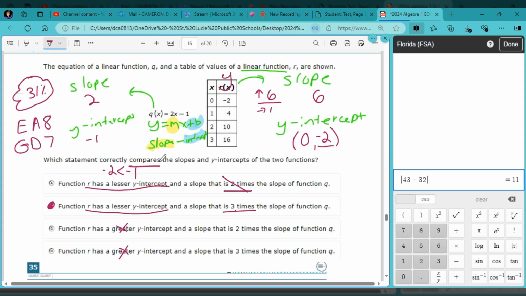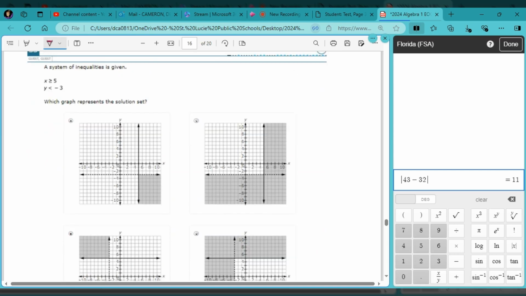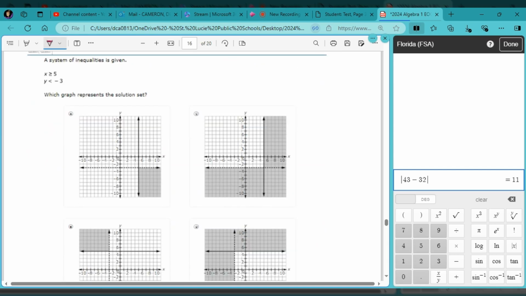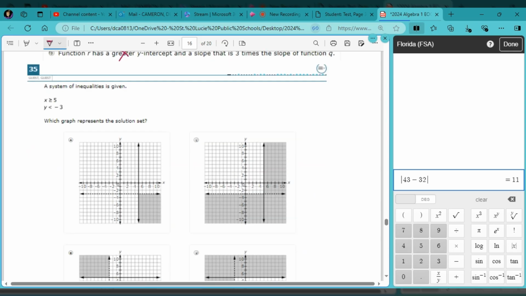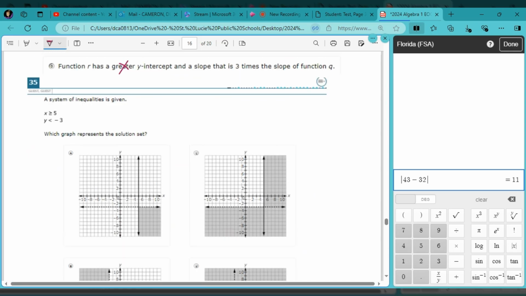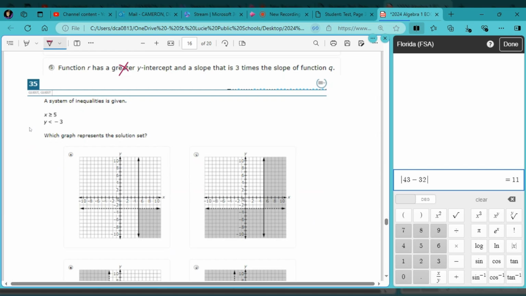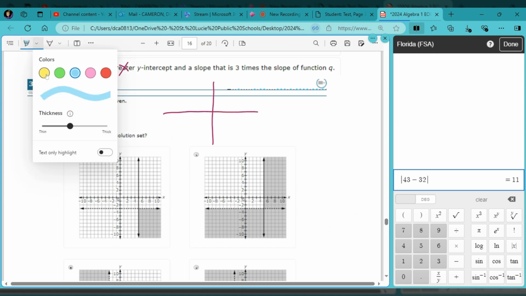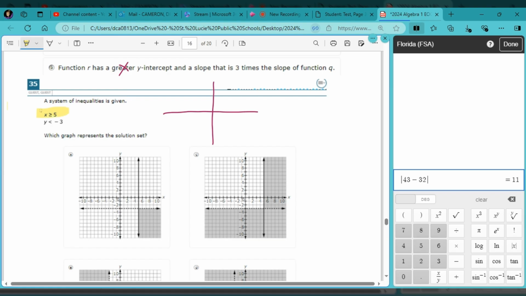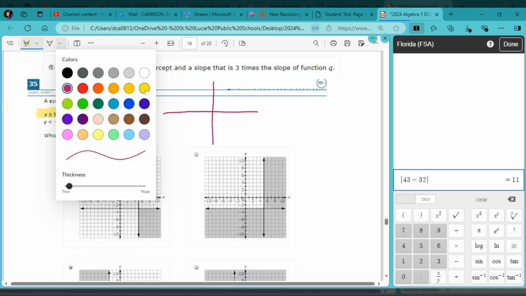Question number 35 says, a system of inequalities is given. Which graph represents the solution set? Rather than looking at the answer choices, I'm just going to graph it really fast because these are kind of fast and fun for me to graph. I like these. I'm going to make the first one yellow. X is greater than or equal to 5. So I'll make my line yellow.